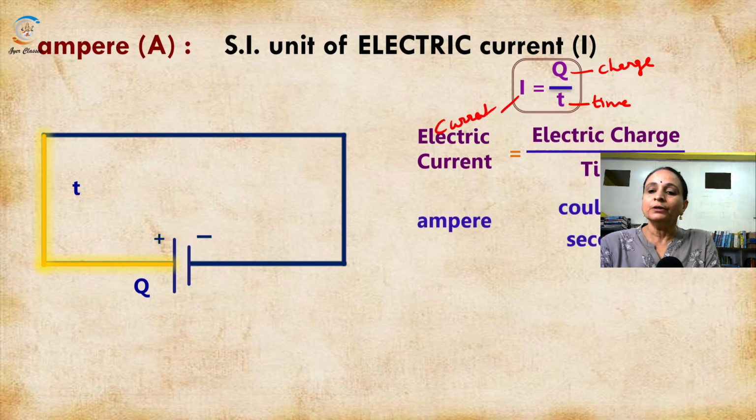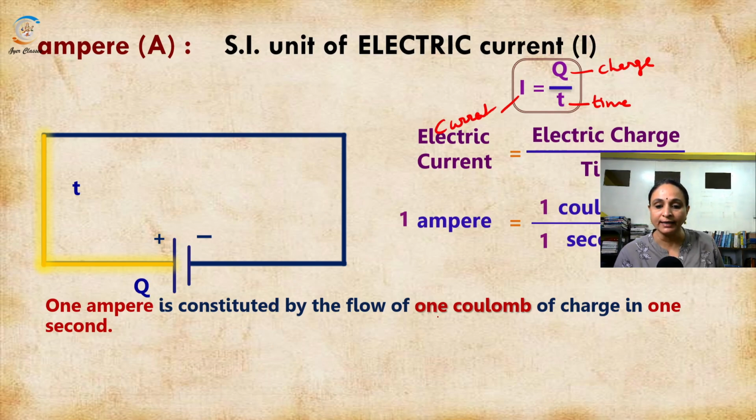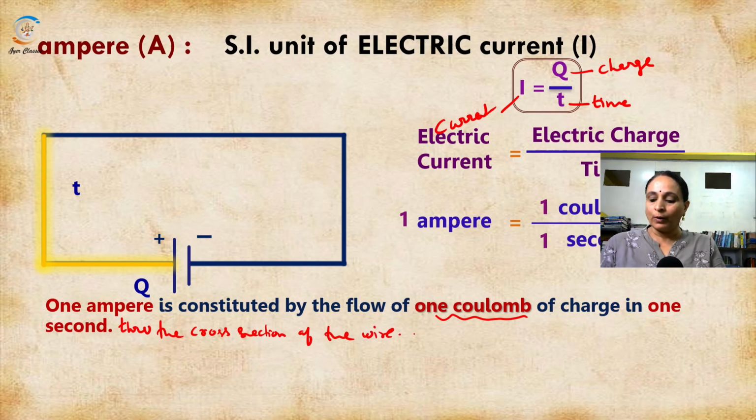Ampere is equal to coulomb divided by seconds, because ampere is the unit of electric current and coulomb is the unit of electrical charge. Time ka unit hota hai second. So, 1 ampere is equal to 1 coulomb divided by 1 second. Right? Okay. So, 1 ampere is constituted by the flow of 1 coulomb of charge in 1 second through the cross section of the wire. This is the actual definition of 1 ampere.